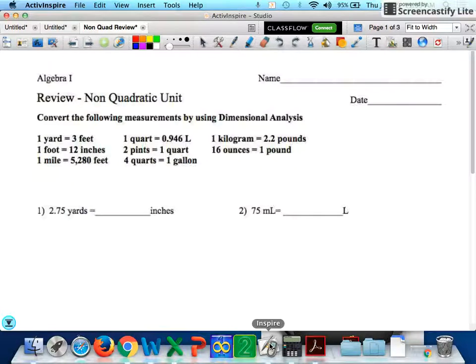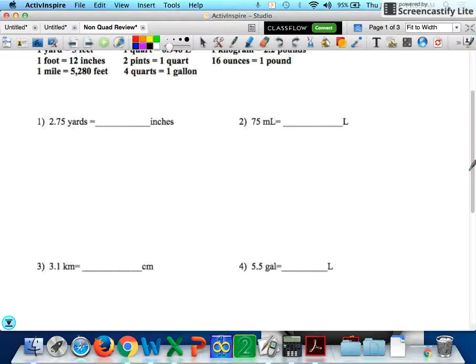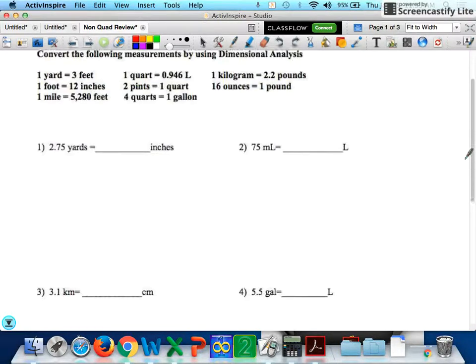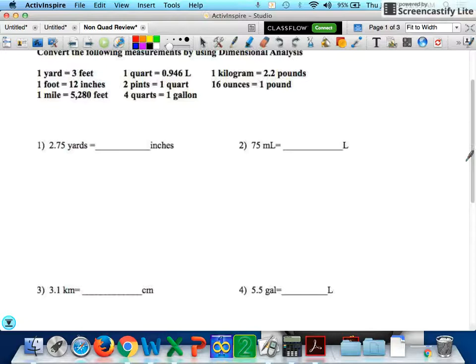So this is the very first video for your review for your non-quadratic unit test. These very first 6 problems are all conversion problems, and up above them will be a table. It'll look very similar to this one. It may have a couple things added or moved around for the actual test, but it'll look very similar.